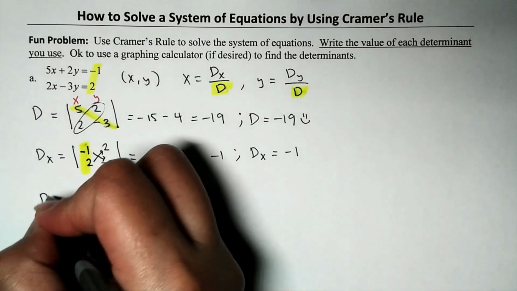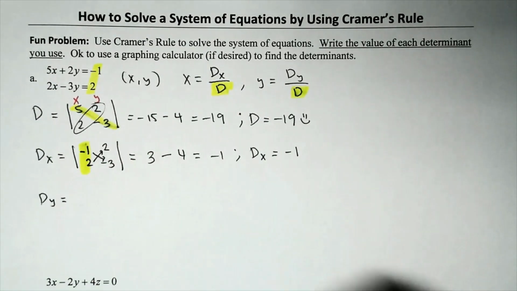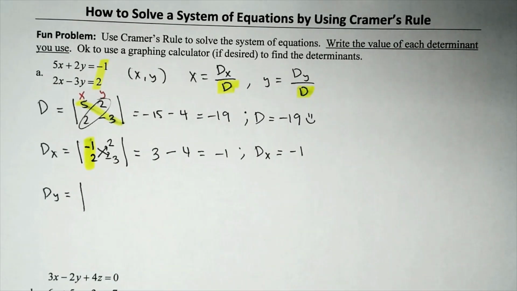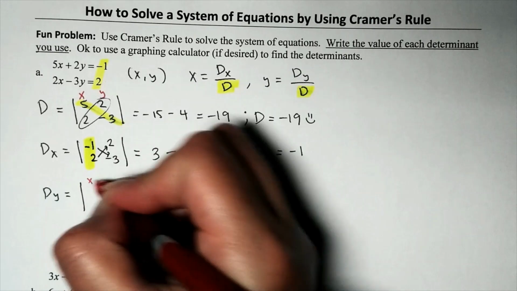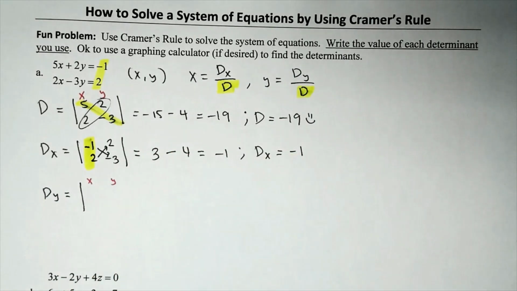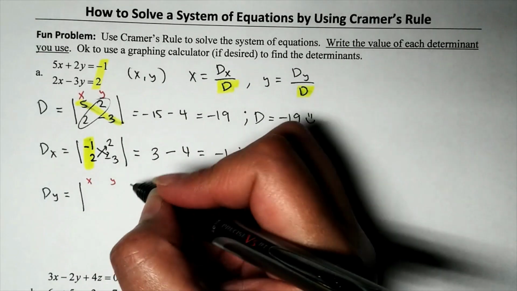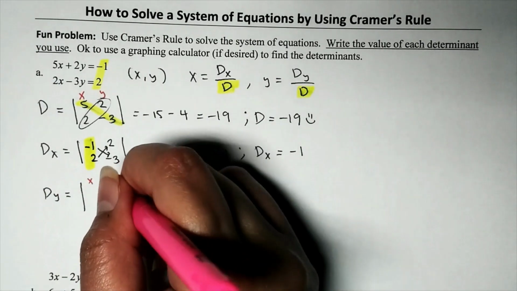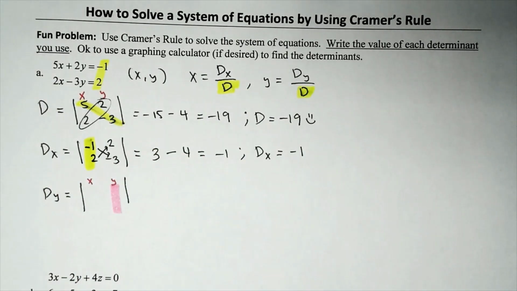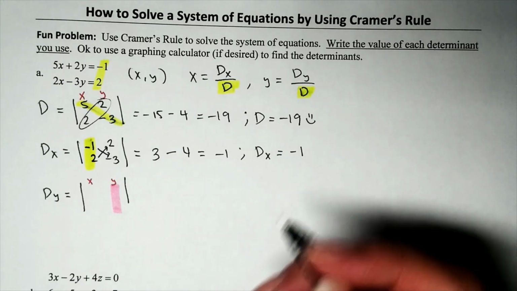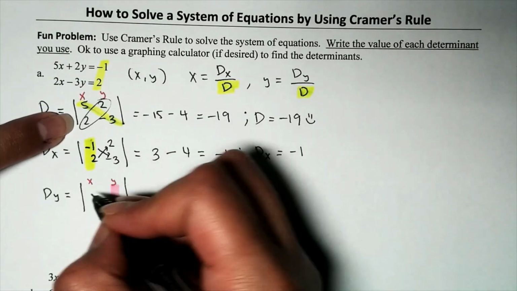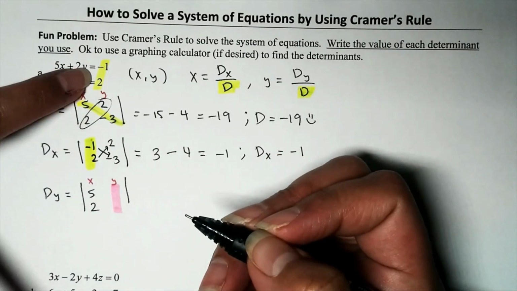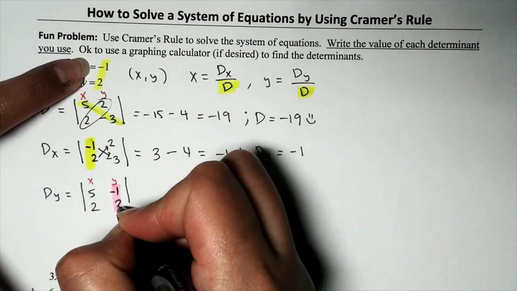I'm going to go ahead and use a different highlighter. Hopefully there's not so much bleeding. Okay, so dy is the determinant form when we replace the y column values with the answer column values. Let me highlight it so you know which one is getting replaced. The x column values are going to be the same, so it's going to be 5, 2 for the x's. The y column values, those are the ones being replaced, so it's going to be -1, 2.